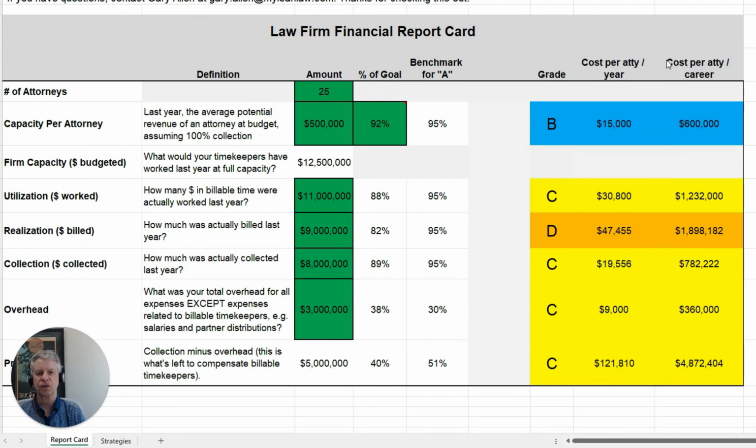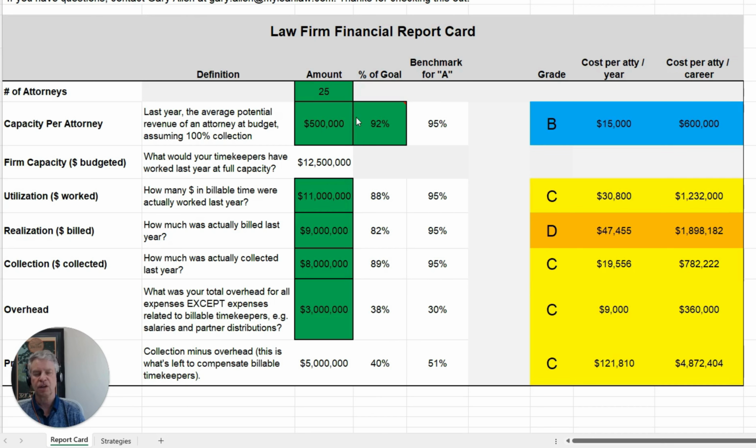This video is to show you how to use our law firm financial report card and the strategies checklist that goes with it. Let's start here on the report card tab. You can see there are 7 green boxes here that you'll need to fill in with data from your firm. The number of attorneys, the capacity per attorney, which is the potential revenue of the attorney if they were billed on budget and with 100% collection.